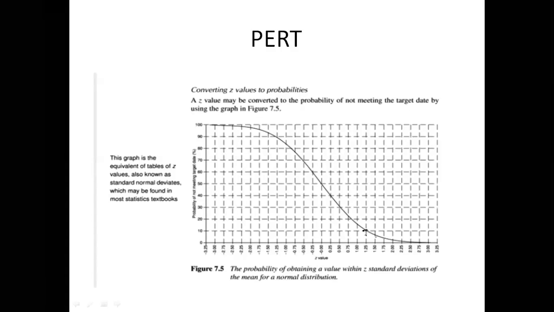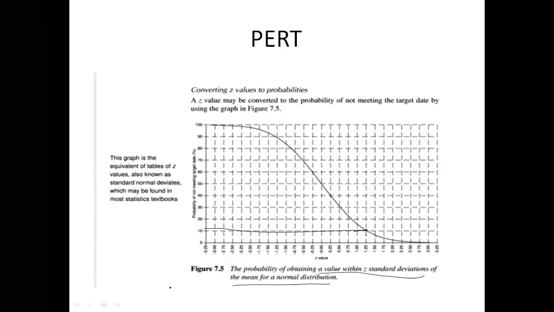So it equates to a probability of approximately 11%. So there is an 11% risk of not meeting the target date at the end of week 15. So clear? This is the probability of obtaining a value within Z standard deviations of the mean for a normal distribution. Okay, clear?